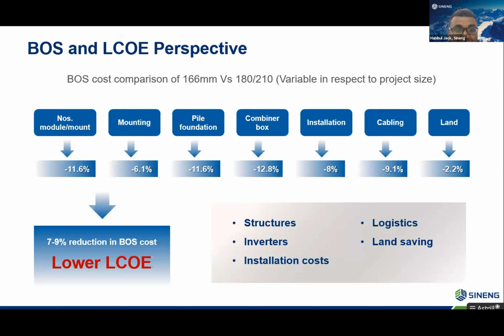Fewer large wafer based modules are needed compared to small wafer based modules, and the other costs like mounting, screwing, pile foundation, combiner box, and others will also be reduced. The overall capex will be minimized, which in return will give an optimized LCOE. The total BOS cost will be reduced by 5 to 7% or 9%, depending on different application scenarios and project size.